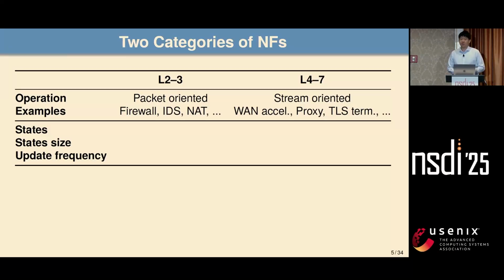For all the network functions, we broadly categorize them into two categories: the layer 2 to 3 NF and the layer 4 to 7 NF. Layer 2 to 3 NFs often operate on individual packets. The common examples are firewalls, intrusion detection systems, and NAT. And layer 4 to 7 NFs often rewrite the TCP flow, and the common examples are accelerators, proxies, or TLS terminators.